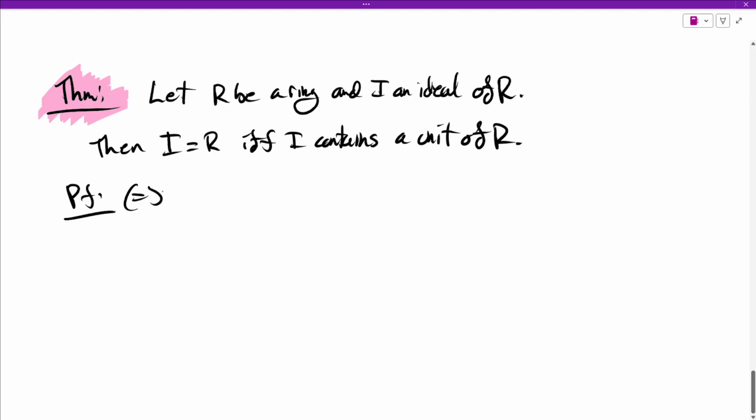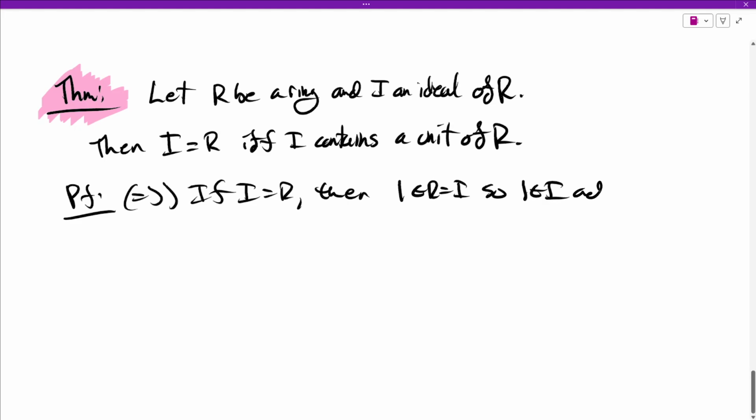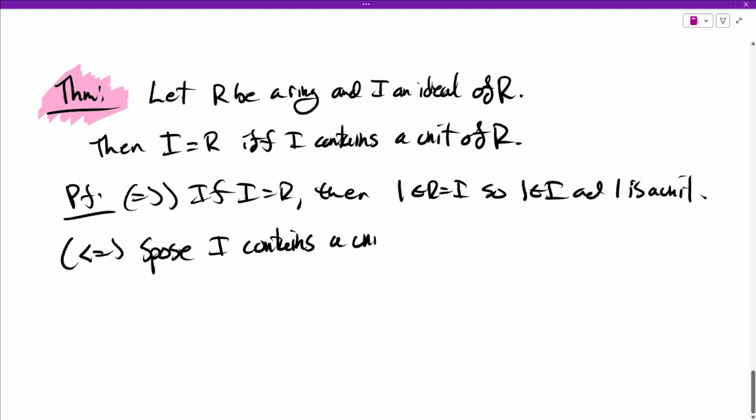Let's do the forward direction. Well, if I equals R, then 1 is in R, but R is equal to I, so 1 is in I, and 1 is a unit. Okay, so I contains a unit. Great. Suppose that I contains a unit. For the backwards direction, we have to show that I equals all of R.